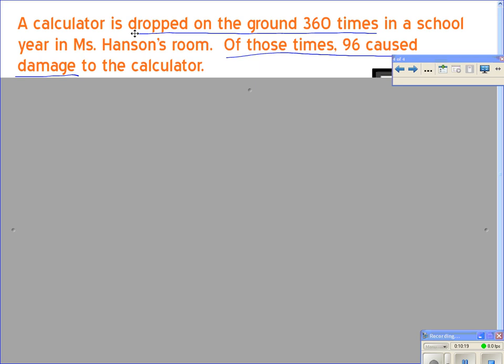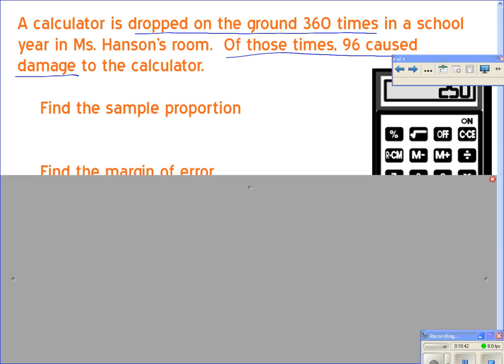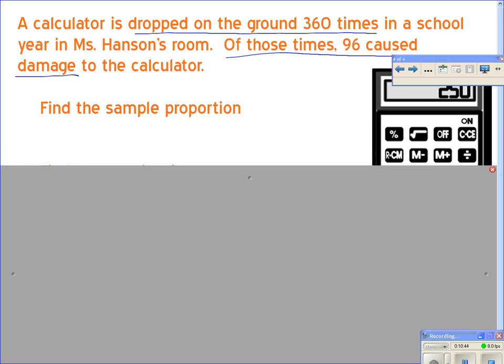All right, so a calculator is dropped on the ground 360 times in a school year. Of those times, 96 caused damage to the calculator. Now, these aren't actual statistics, but they are approximated, and 96 is way over-exaggerated. But for the purpose of this example, we're going to use those 2 numbers. So what's underlined is the important information that you need in order to answer the following questions. We need the sample proportion.